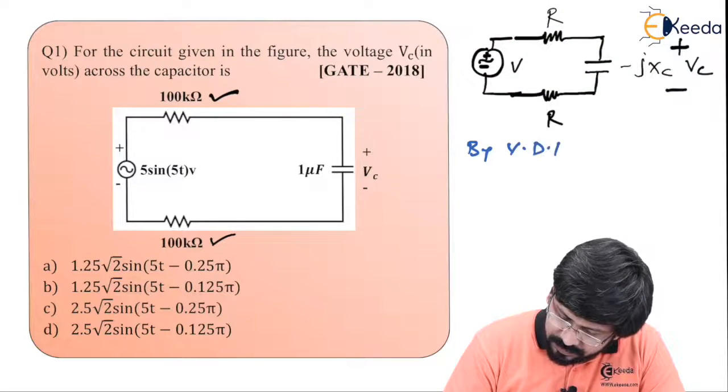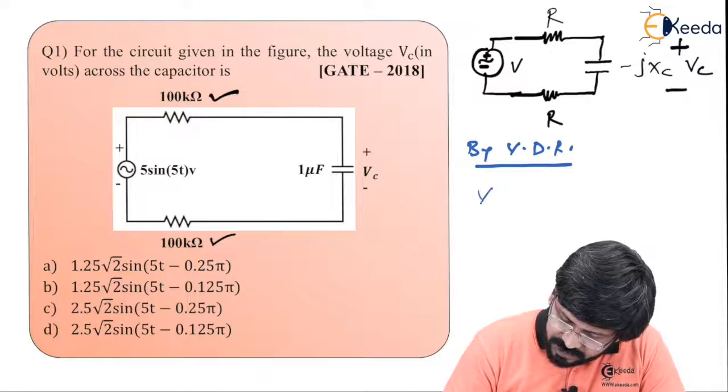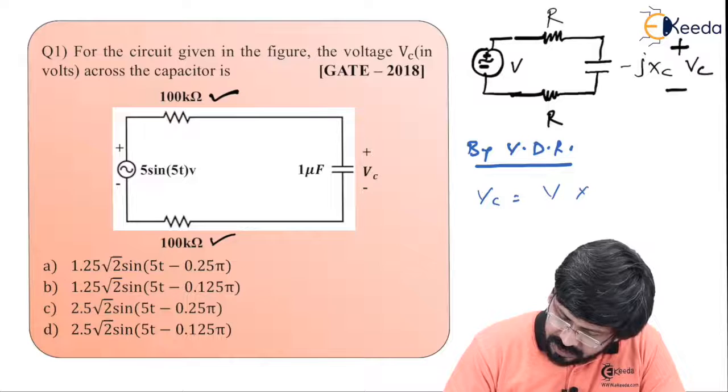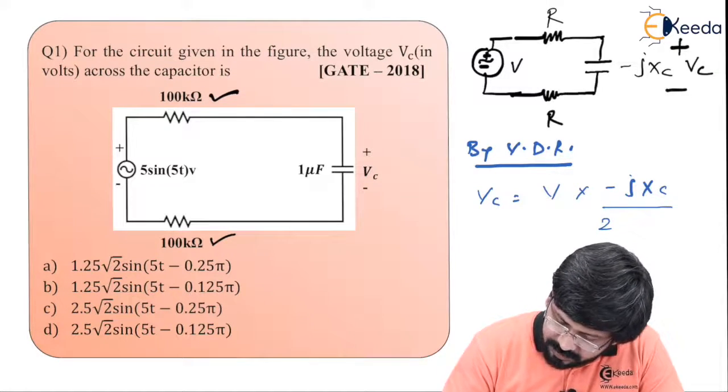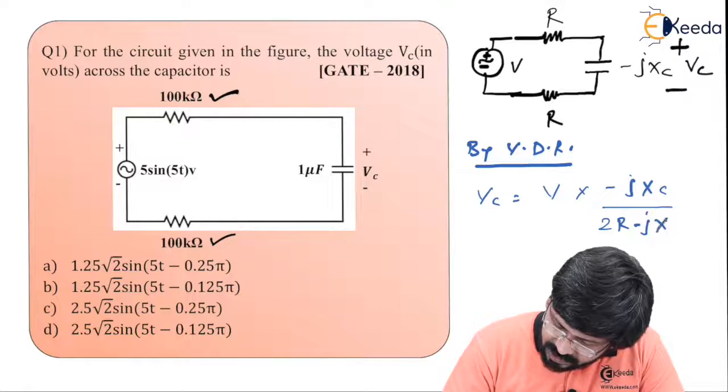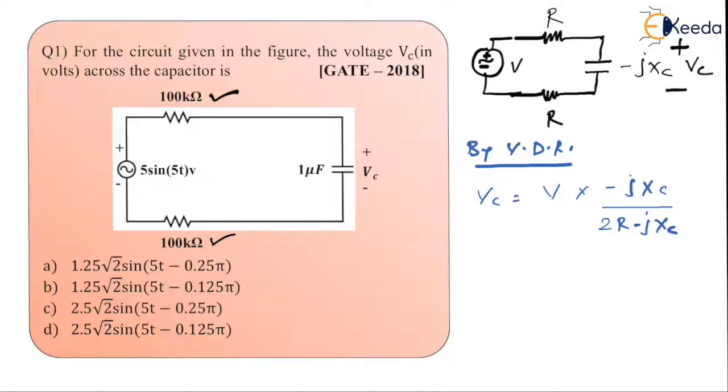By the voltage division rule, Vc is equal to the supply voltage V into minus jXc upon the addition of all the impedances. In that case, R plus R becomes 2R, minus jXc. Am I right? Or I can write it as V into minus j, replacing Xc with 1 upon omega C, whole divided by 2R minus j 1 upon omega C. If I cross multiply, omega C can be cancelled out.